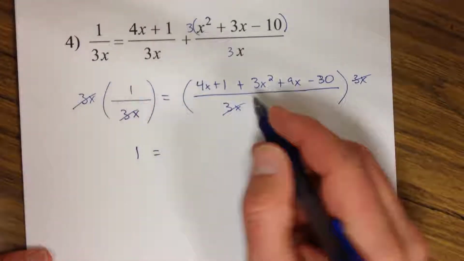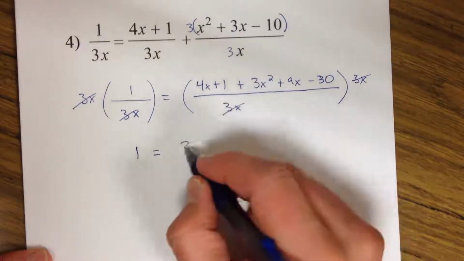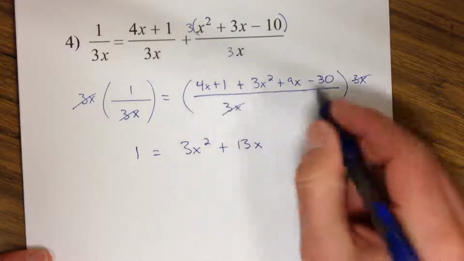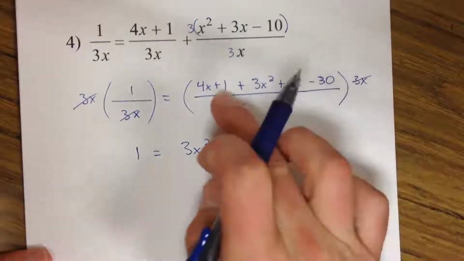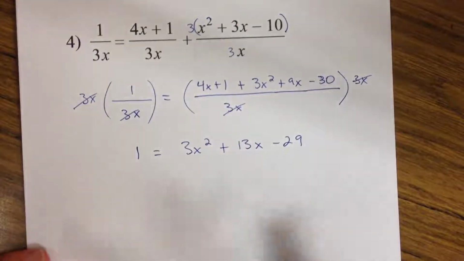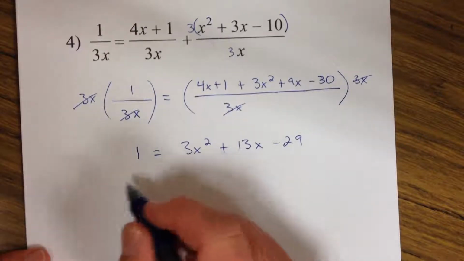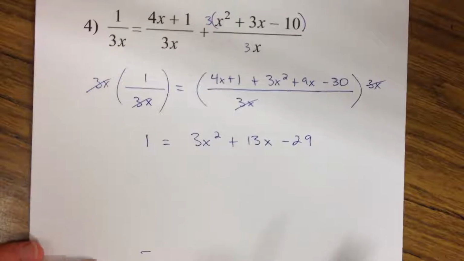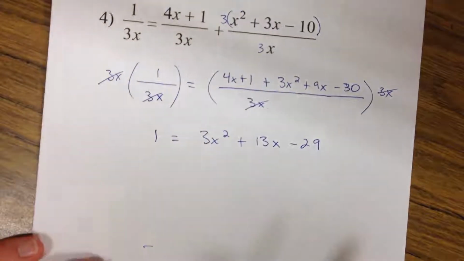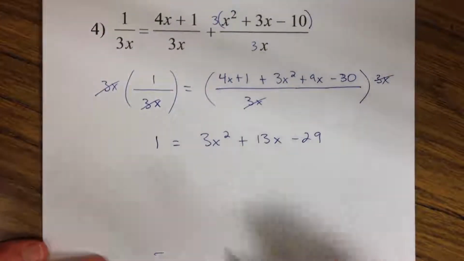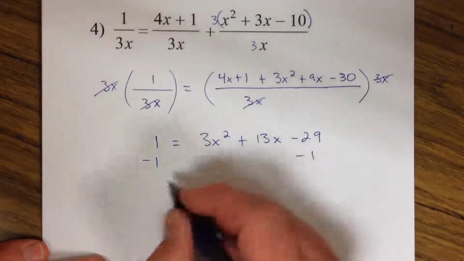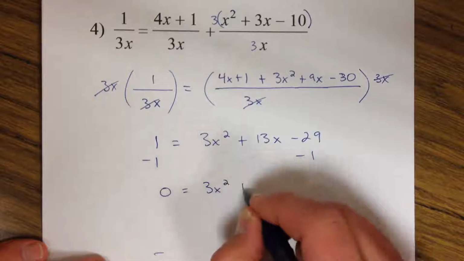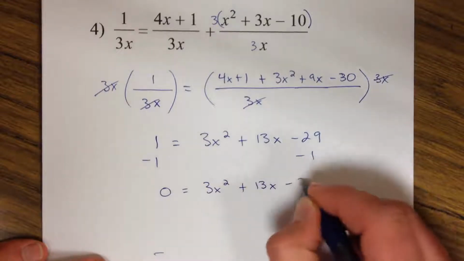So I have 1 equals, if I collect this all together, I have 3x squared, I have 13 x's, and I have negative 29 constants. So collecting like terms up top, and then I have a quadratic. To solve a quadratic, I must get it equal to 0. So I'm going to subtract 1 from both sides, and I have 0 equals 3x squared plus 13x minus 30.